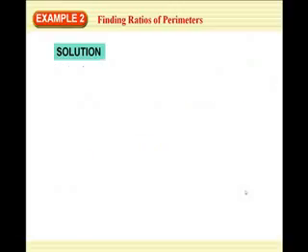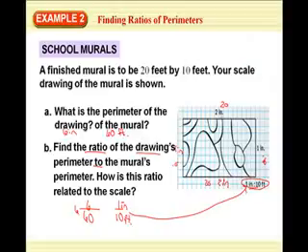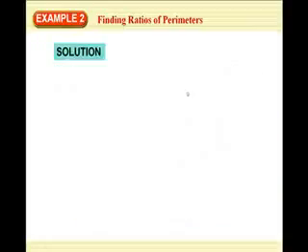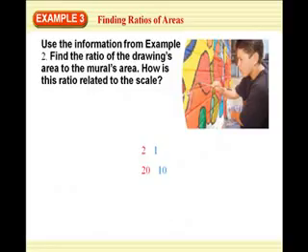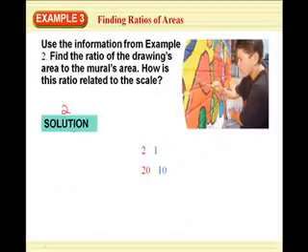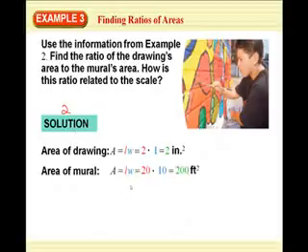Okay, so we go back to this picture. Let's do area this time. Area is length times width, so 2 times 1. The mural is 2 times 10, the area of the actual is 200. So we'll go back, 2 and 200. There's our 2 things. So 2 over 200, divide them by 2 would be 1 over 100.